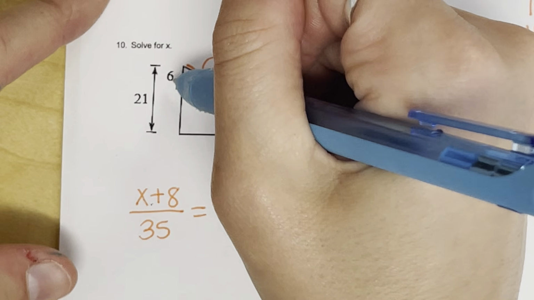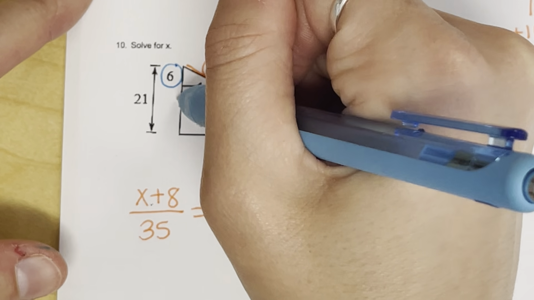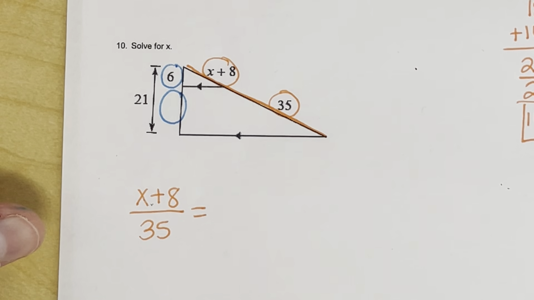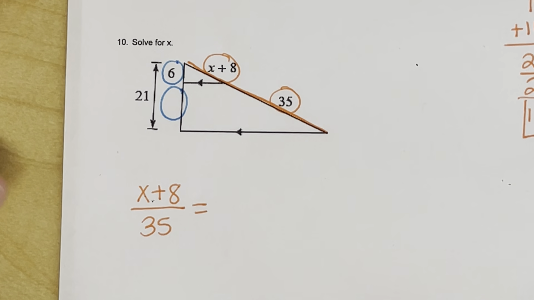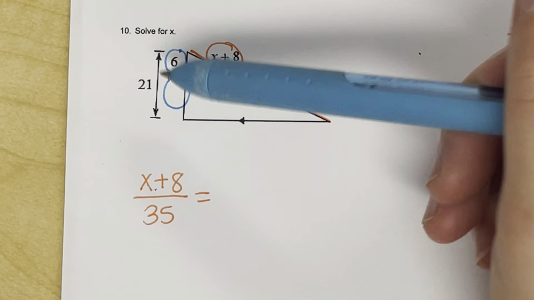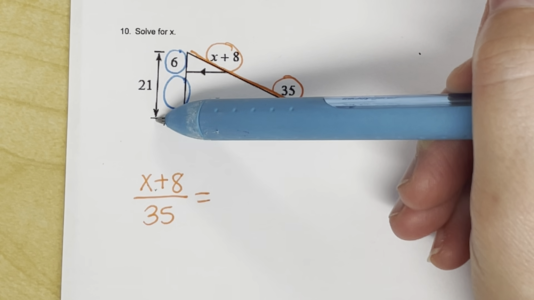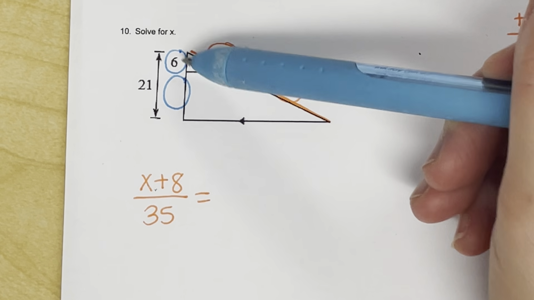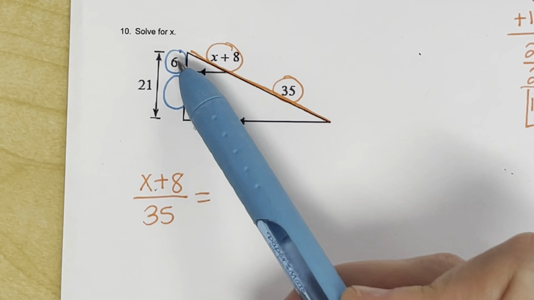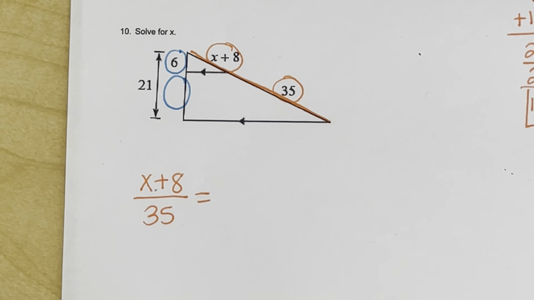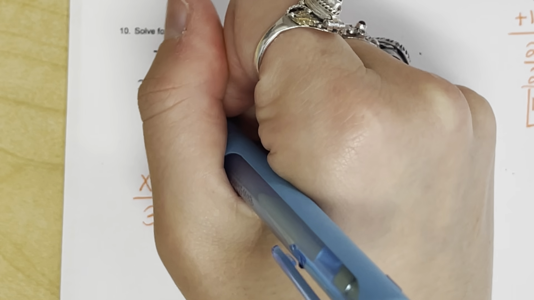Now, on the other side, I know one of my pieces is 6, but I don't know what this piece over here is. And now when I'm writing my proportion, I'm doing the pieces to each other. However, I do know that this entire side length is 21. So if I've already used up 6 of the 21, I'm just saying, hey, what do I have to add to 6 to get to 21? Or in other words, if I subtract 21 minus 6, I should get what this piece is. And that gives me 15.